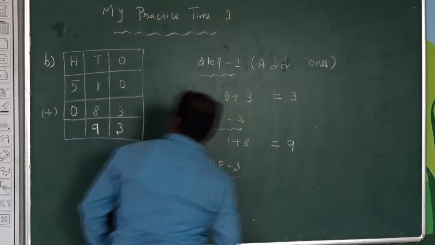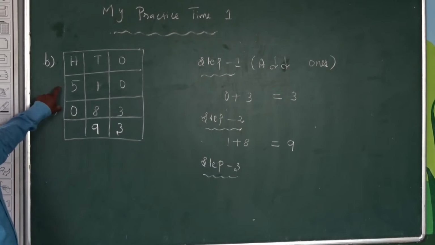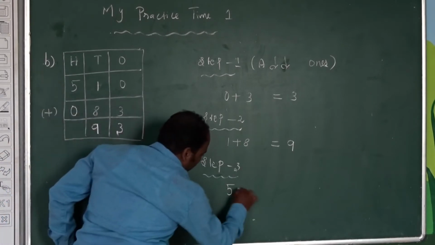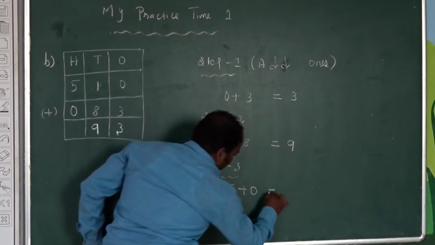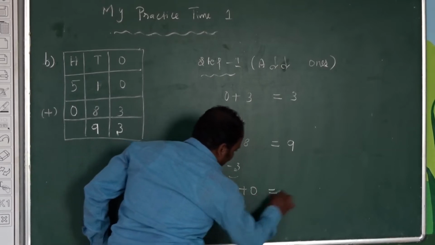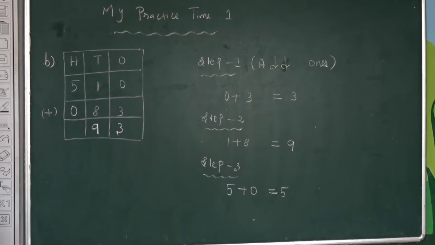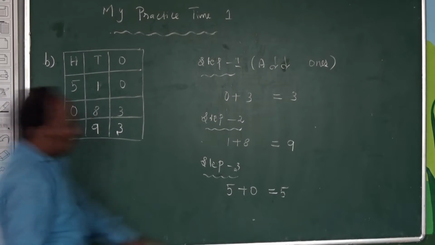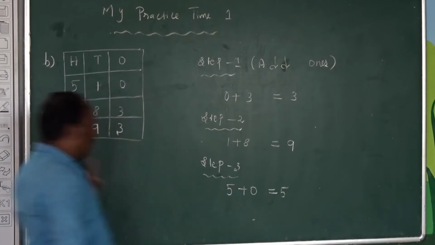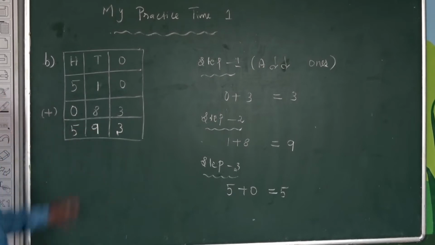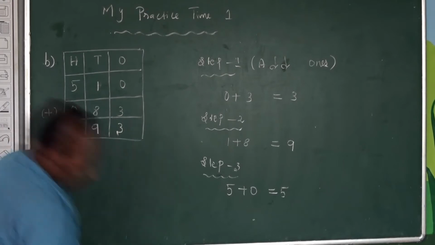Here our hundreds place is 5 plus 0. 5 plus 0 is equal to 5. It is the zero property. So the number 5 is written in the hundreds column. So our answer is 593. The next one, C.